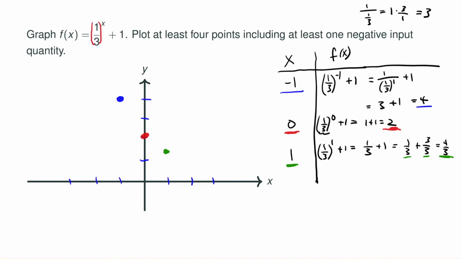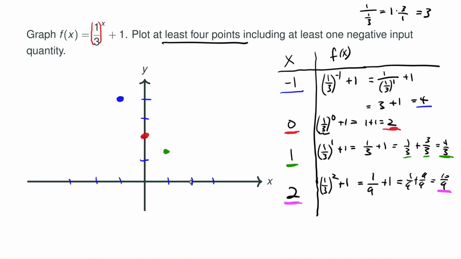Let's put one more point. There's at least 4 points, right? More the better, of course, because we can be more precise. But 4 is enough to see the trend. 1 over 3 to the second power plus 1. Now this is 1 squared over 3 squared, which is 1 over 9, plus 1, which is 1 over 9 plus 9 over 9, which is 10 over 9. Okay, so when x is 2, y is 10 over 9.